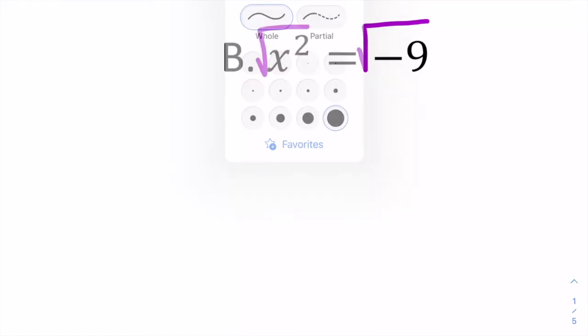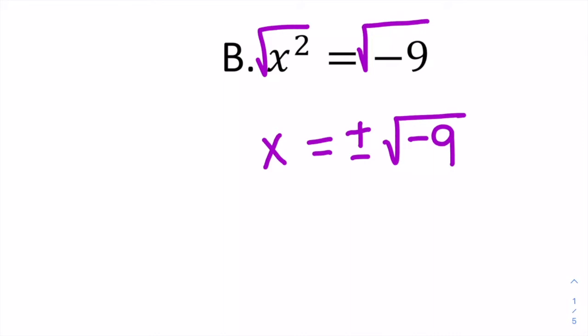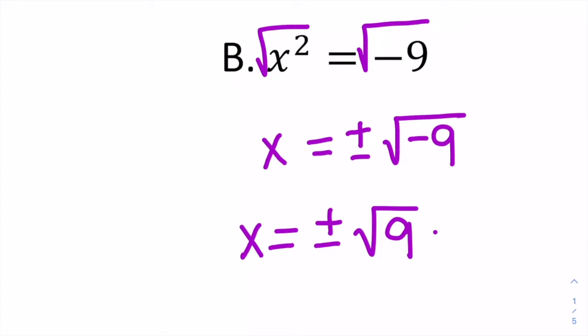So what I'm going to do is simplify this. So we say x equals plus or minus the square root of -9. Now I'm going to separate the -9 into square root of 9 and square root of -1. Now we know the square root of 9 is going to be 3.